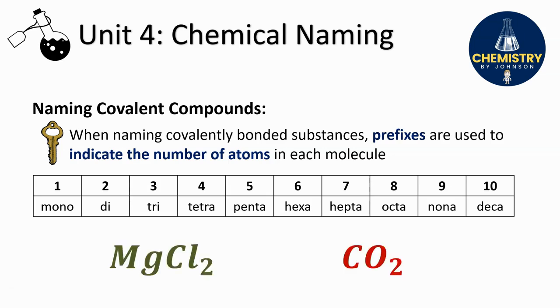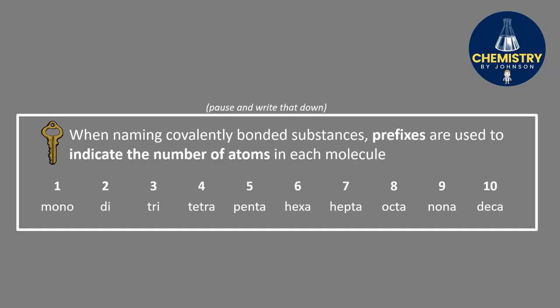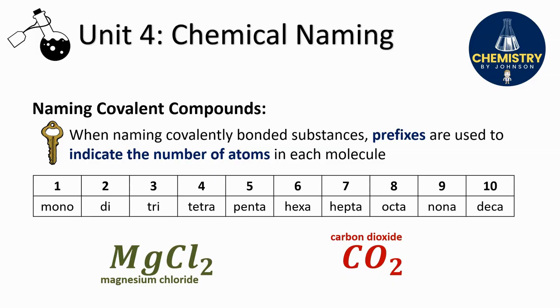So if you saw MgCl2, because magnesium is a metal and chlorine is a nonmetal, it is ionic. So you will not see prefixes in that name. This would just be magnesium chloride. But if you saw CO2, carbon and oxygen, both nonmetals, that makes it covalent, and you will see prefixes in the name. Carbon dioxide, there's the prefix di to indicate 2 oxygen atoms. Those are some of the other key ideas for this video. Make sure to pause and take some time to write those down too.